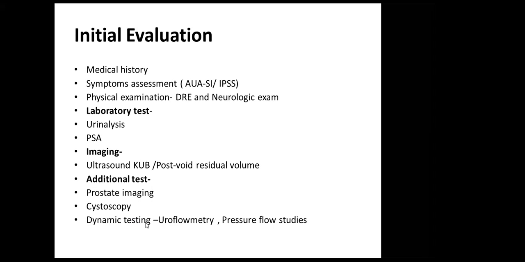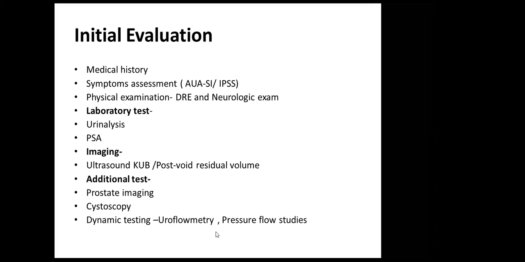Next comes the dynamic testing, which includes uroflowmetry and pressure flow studies. Uroflowmetry is an office-based procedure that can help to support the diagnosis of BPH by documenting the obstruction. If the flow is less than 10 ml per hour, it is usually considered as obstruction.